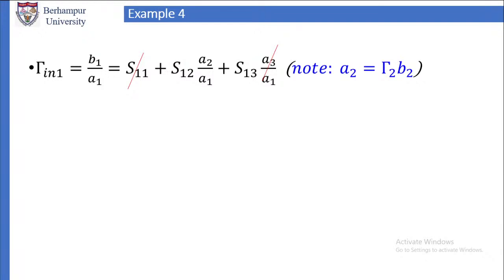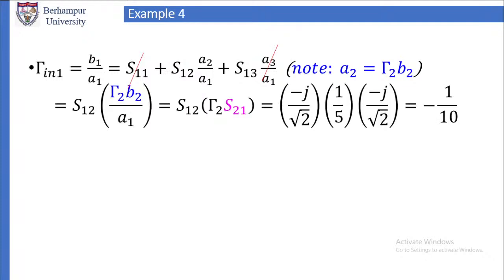Now remember that A2 is equal to gamma 2 into B2. By definition, gamma 2 into B2 is equal to A2. So A2 is equal to gamma 2 into B2, put that. So S12 into gamma 2 into B2 by A1. Gamma in 1 is equal to S12 into gamma 2 into B2 by A1, that is S12 into gamma 2 into S21, because B2 by A1 is equal to S21.